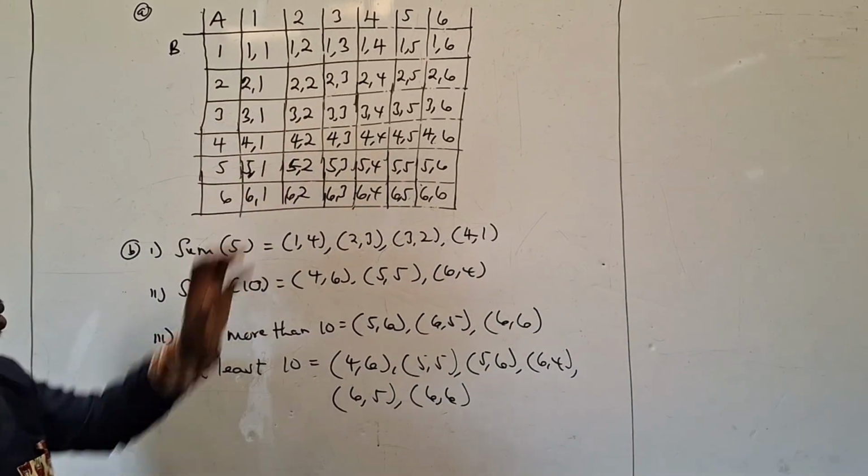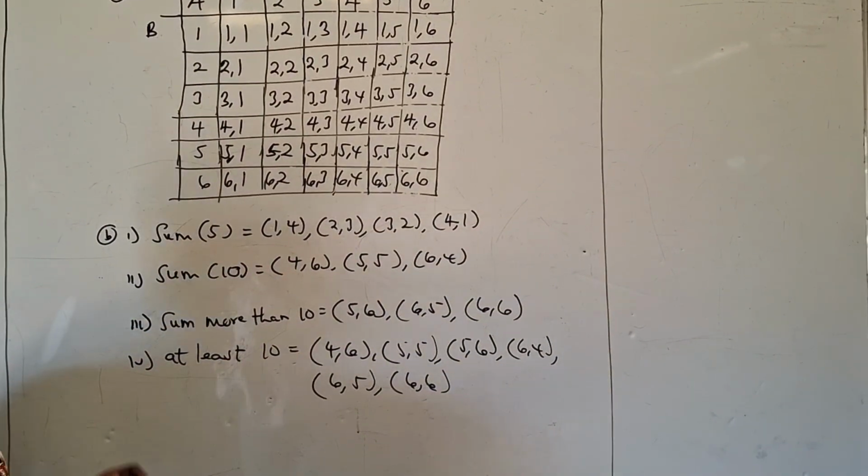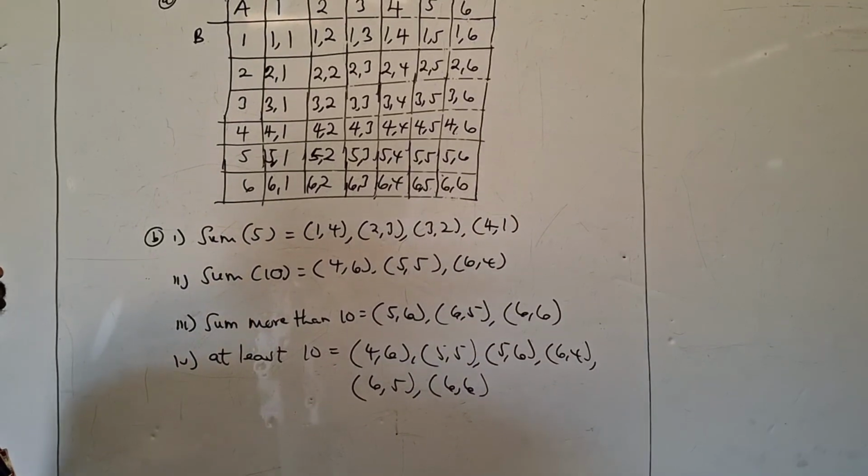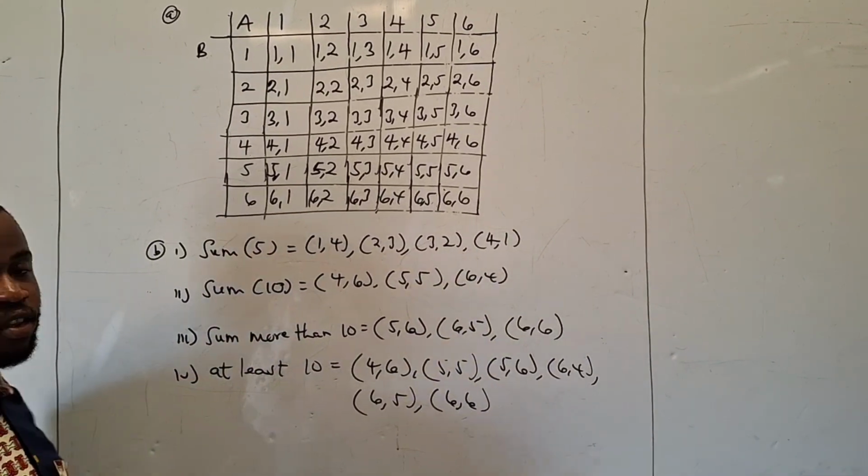So this is the table we have, and this is the question that we have. Now let's go to question C on this same question.